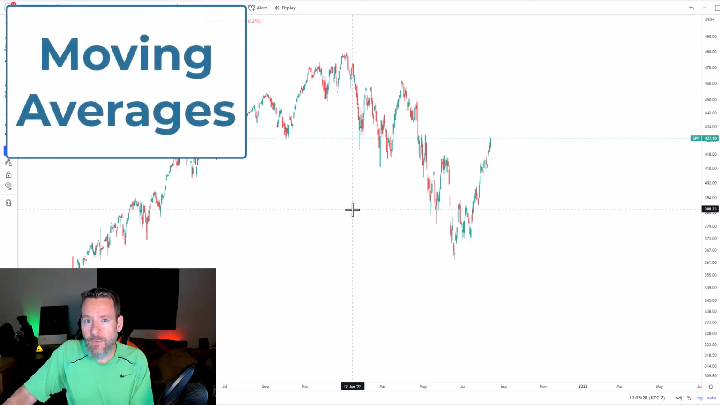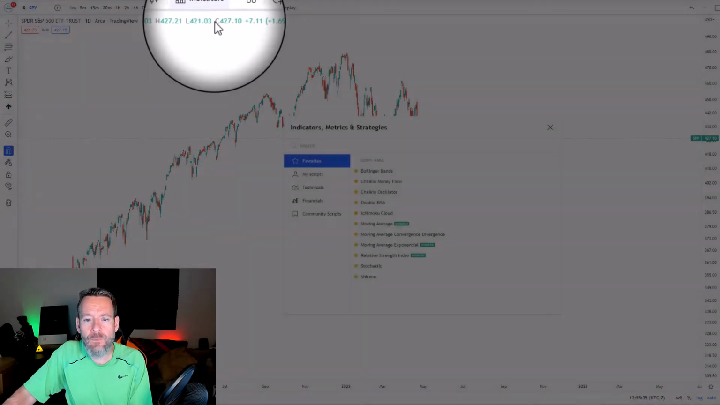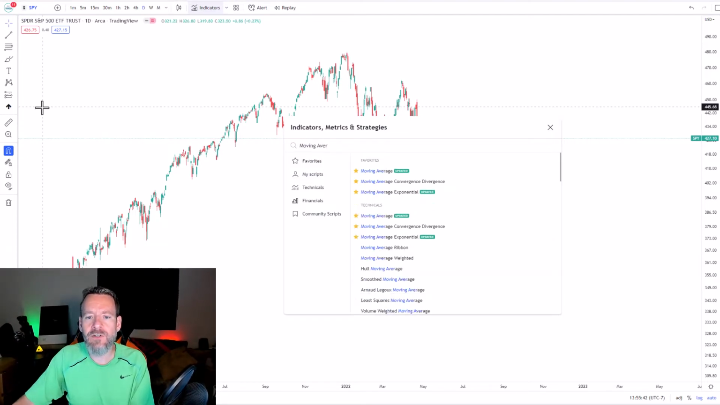For the next technique, we're going to use moving averages. And the way that you can establish a moving average on the chart is to go up to the indicator menu here and just click it once. You can see that I have a number of different favorites right now, but if you just want to add something like the moving average, you just start typing it in. You can see that it fills out. Go ahead and click it, and it will add a moving average to your chart.